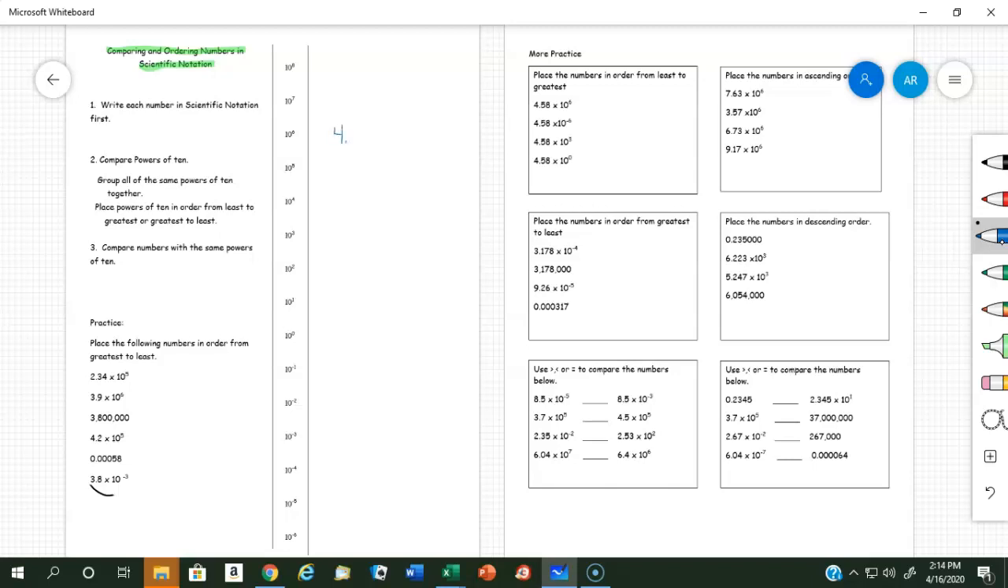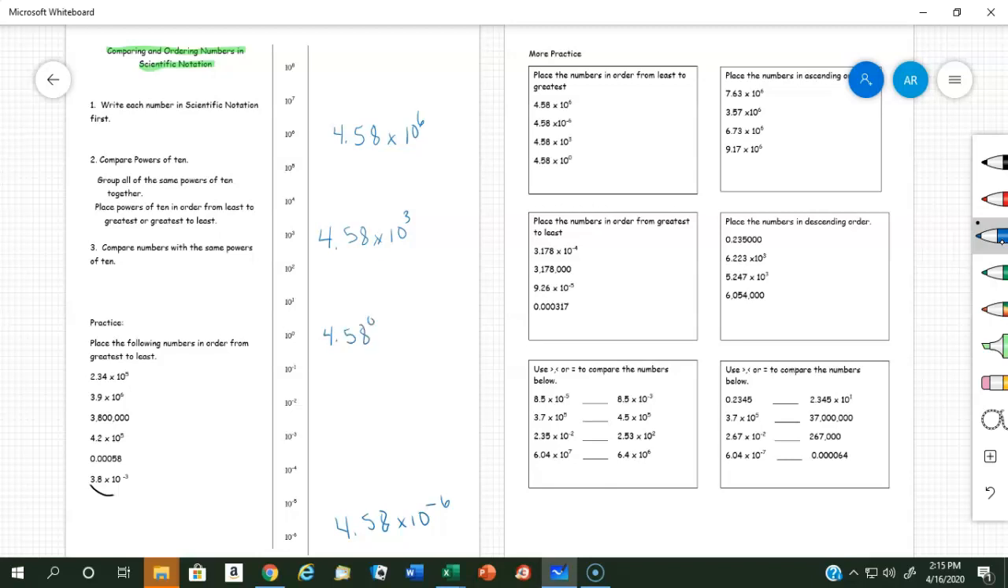So this is 4.58 times 10 to the 6th, but then I have 4.58 times 10 to the minus 6. This is a very small number. This is a pretty large number up here at the top. Then I have 4.58 times 10 to the 3rd. And then I have 4.58 times 10 to the 0.